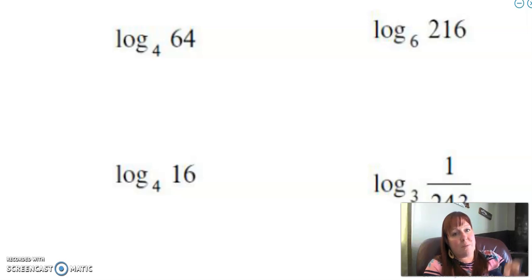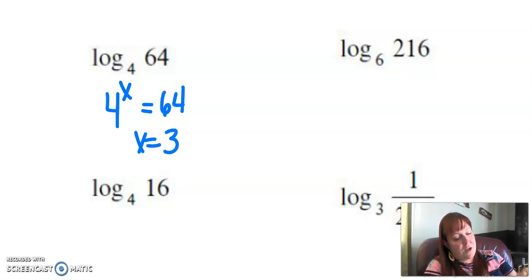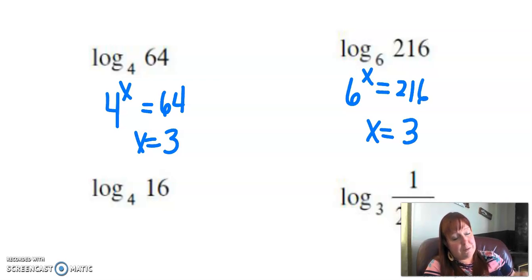So let's see what these look like. Here we have log base 4 of 64. What is that? Well, we can switch it around into exponential form. We have a base of 4. So what exponent do I need on 4 to get to 64? Well, that would be 3. And then this one has a base of 6. What exponent do I need on 6 to get to 216? Well, that would also be 3. So log base 6 of 216 is also 3.